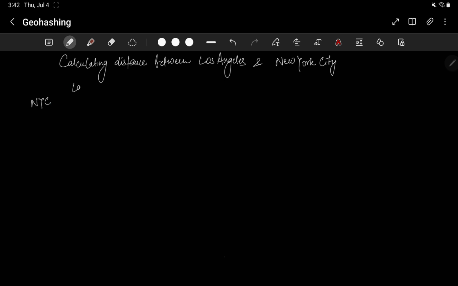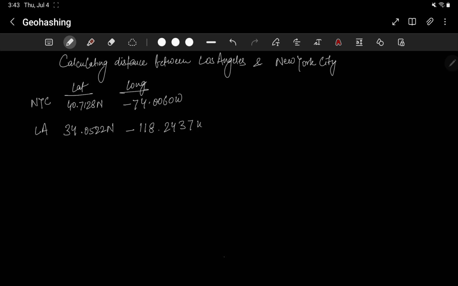NYC lat long. Okay. It is 40.7128 north and minus 74.0060 west. Okay. And let's take a point in Los Angeles, which is 34.0522 north and longitude is minus 118.2437 west.